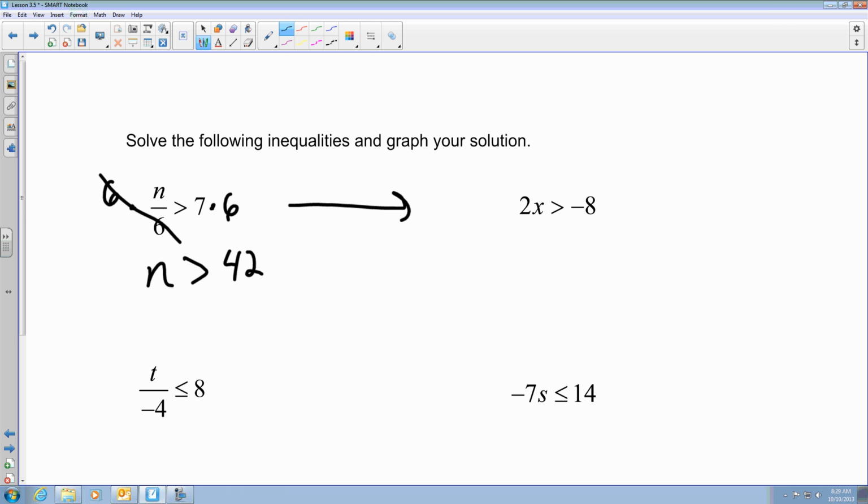If I'm going to graph this, I have this to be an open circle because there's no line underneath it, and my arrow is pointing towards the right.